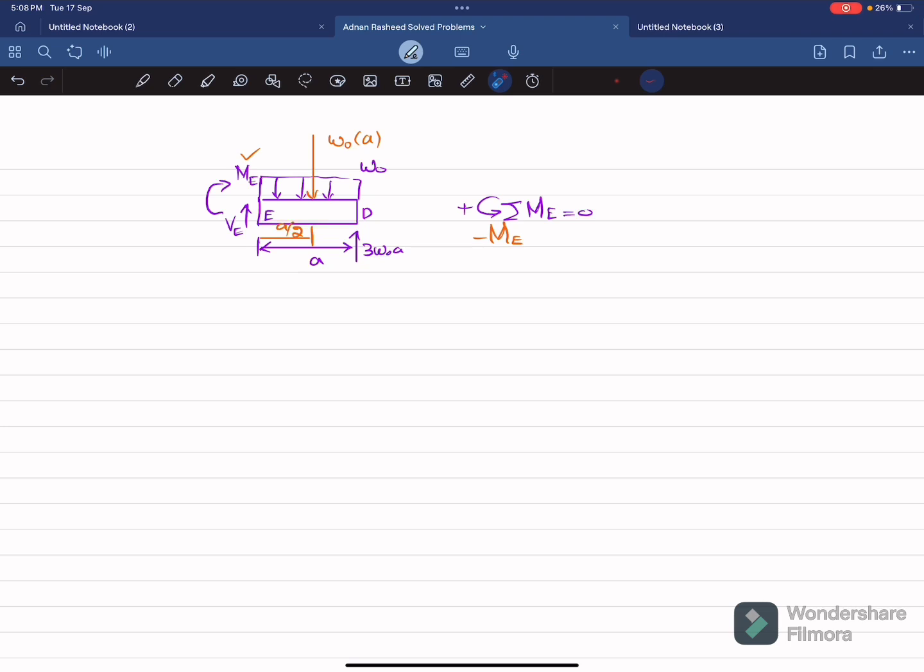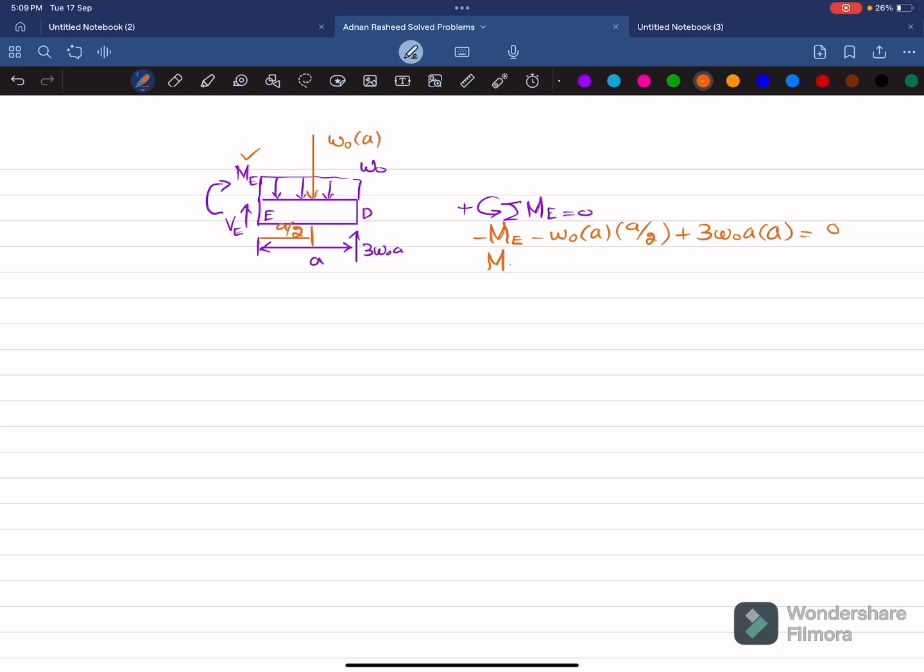Okay, this will be clockwise, so it will also be negative. So I will write minus W naught into A divided by 2. And the other load which is producing moment about point E is this load into perpendicular distance A, and this is producing counterclockwise moment, so it will be positive. So I will write plus 3W naught A into A is equal to 0.